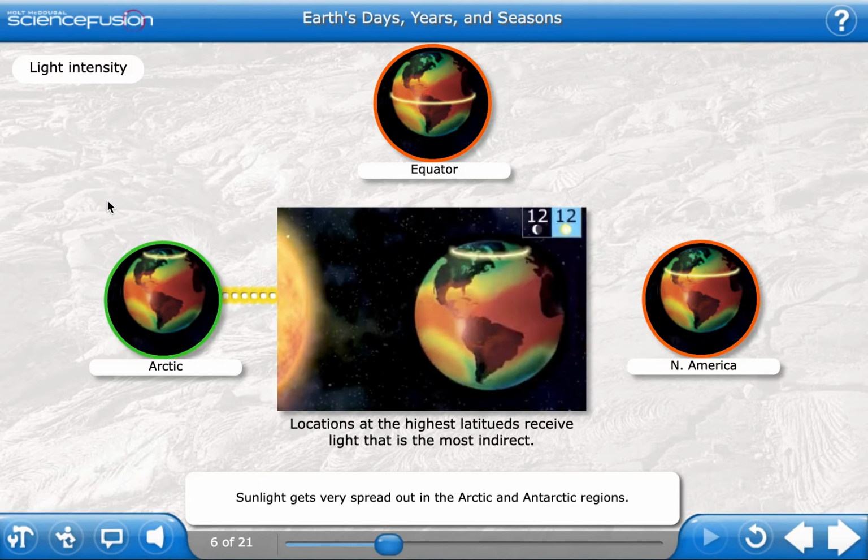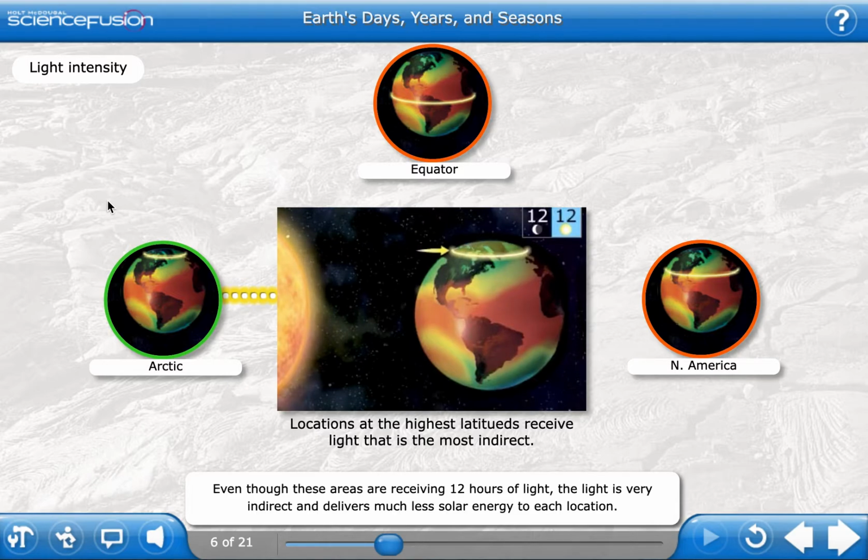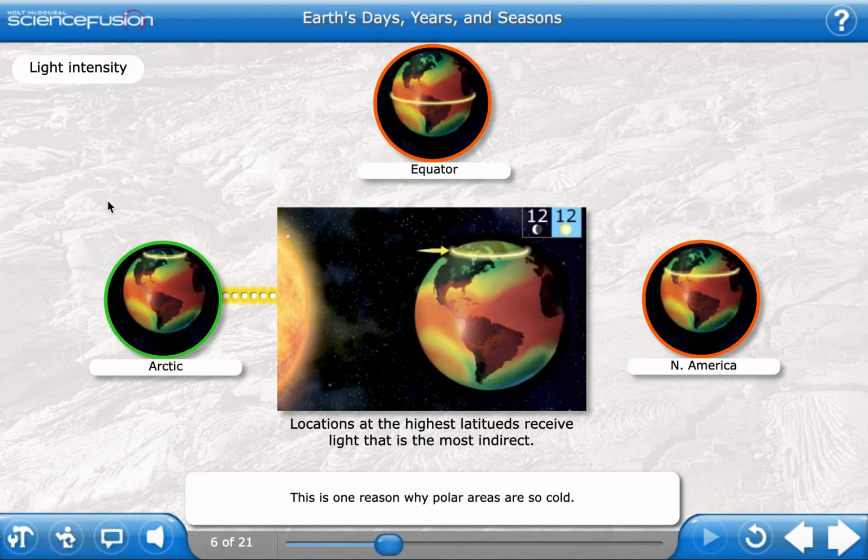Sunlight gets very spread out in the Arctic and Antarctic regions. Even though these areas are receiving 12 hours of light, the light is very indirect and delivers much less solar energy to each location. This is one reason why polar areas are so cold.